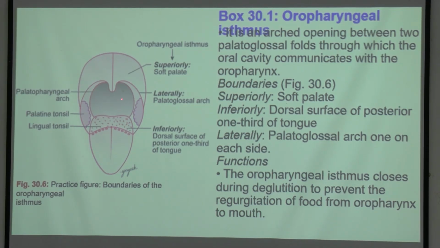And you know, during the second stage of deglutition, the tongue is elevated and this area gets closed. So the food goes into the oropharynx and is not carried back to the oral cavity anymore. Similarly, the nasopharyngeal isthmus is also closed at the same time. Reflexly it is done. And the food bolus ultimately passes to the laryngopharynx and ultimately reaches the esophagus.